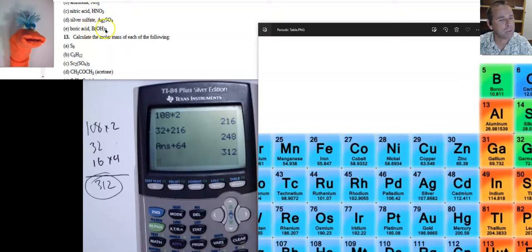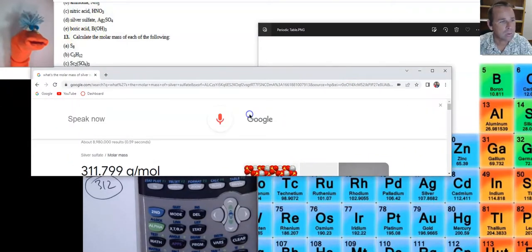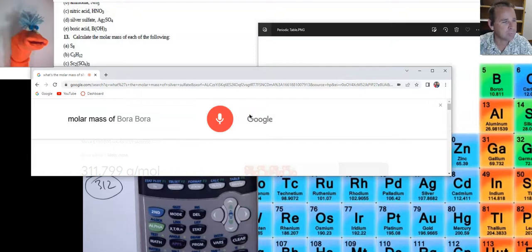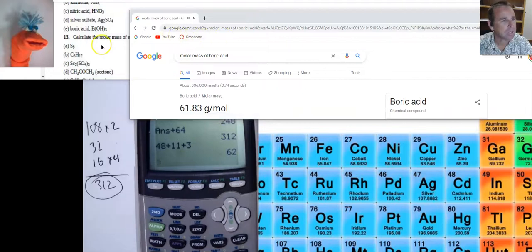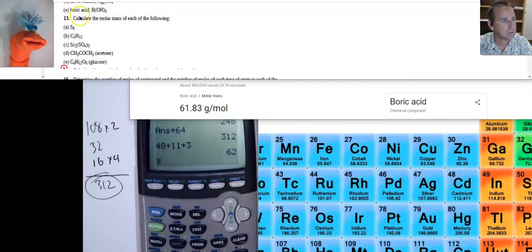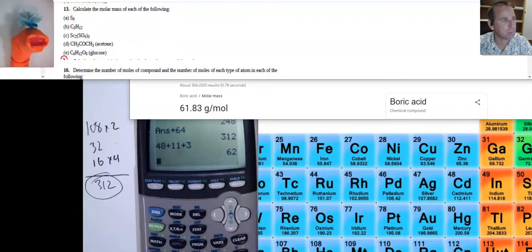Boric acid, 1 boron, 10.8, 3 oxygens, 48. 16, 16, 32 plus 16, 48. So 48 plus 11 plus 3. Oh no, yeah. 48 plus 11 plus 3. 62. And then we'll double check here. Molar mass of boric acid? All right, good. The molar mass of boric acid is 61.83 grams per mole. Number 13. Good job, Fred. Thank you.